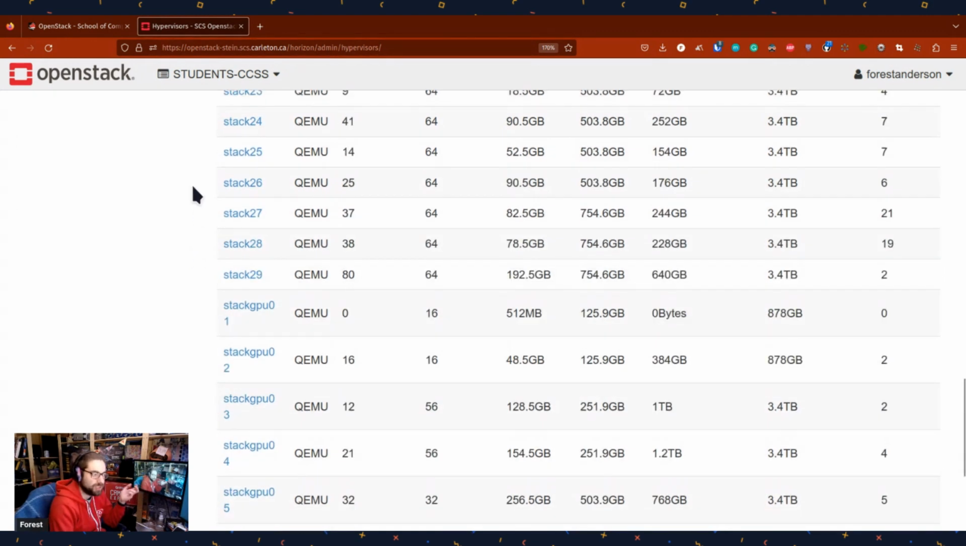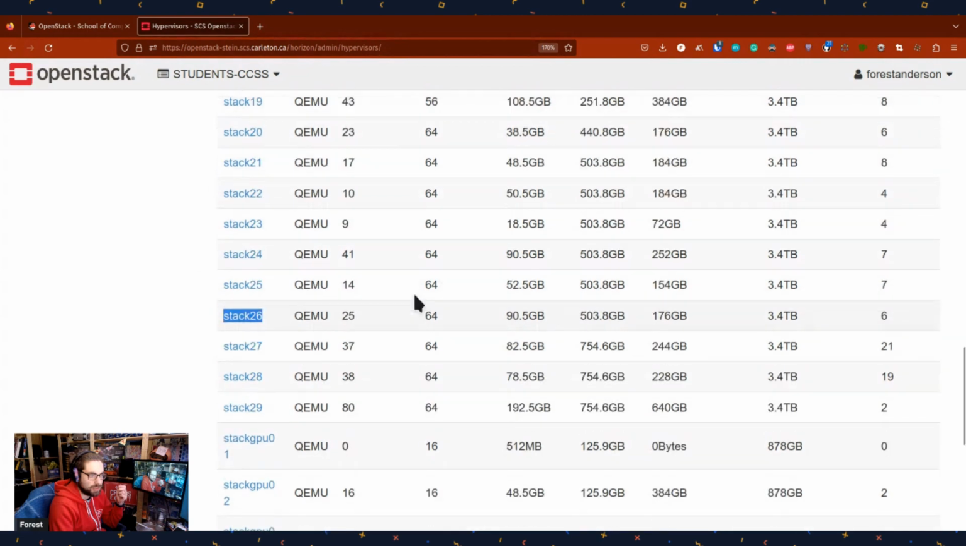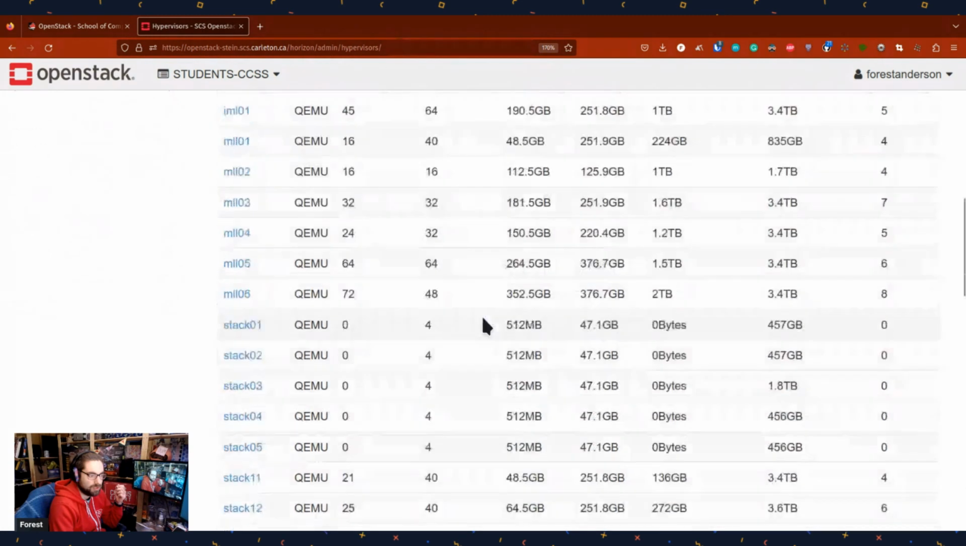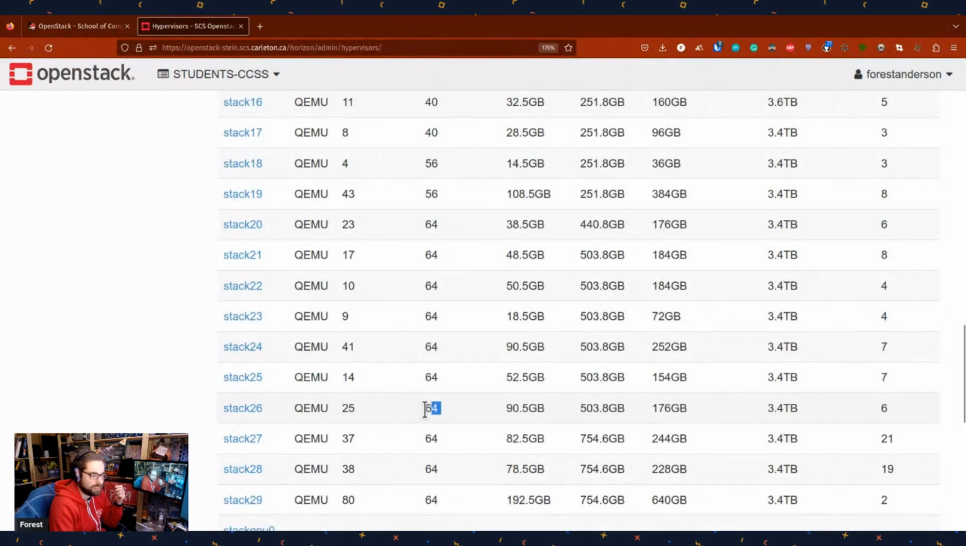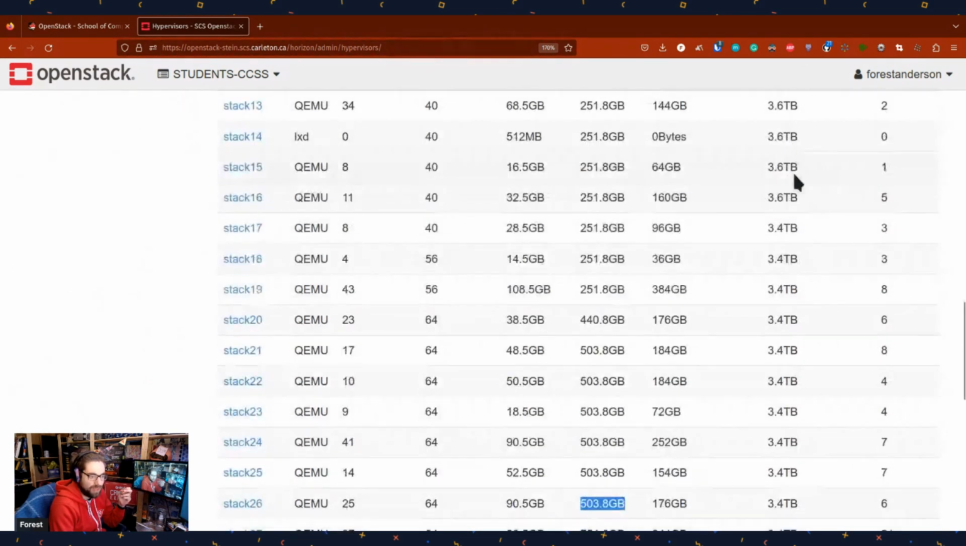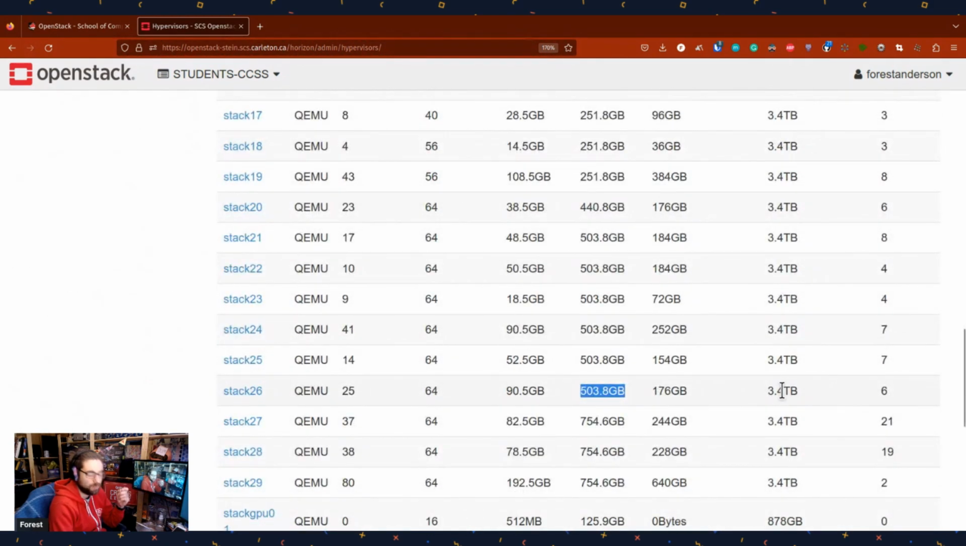But you'd see a very visual difference for Stack 26. If we take a look up here at vCPUs and RAM, I want to look at these two columns. Stack 26 has 64 cores, or 64 threads, one or the other, on its actual machine. And then it has 500 gigabytes of RAM. And it also has 3.4 terabytes of storage. So 3.4 is not that big. I have a disk in one of my servers that's like 8 terabytes of storage.